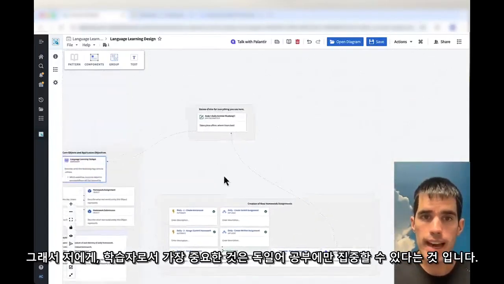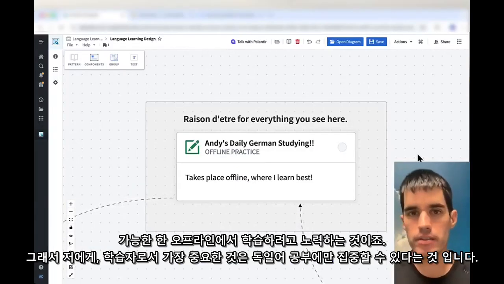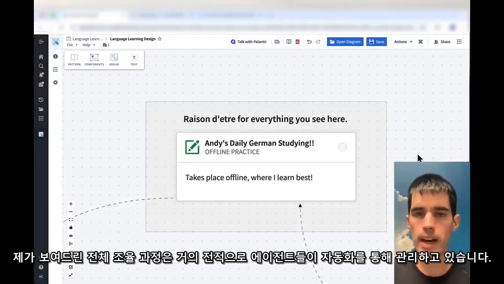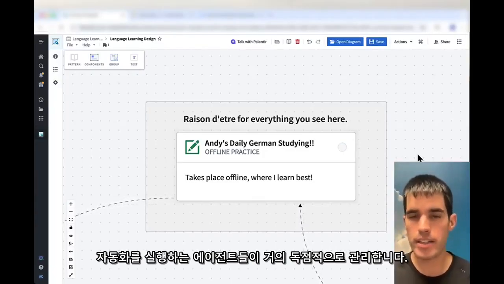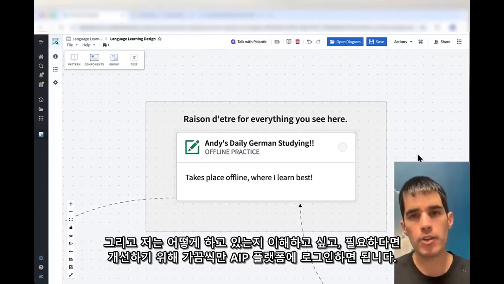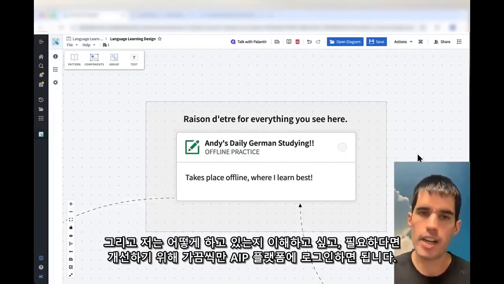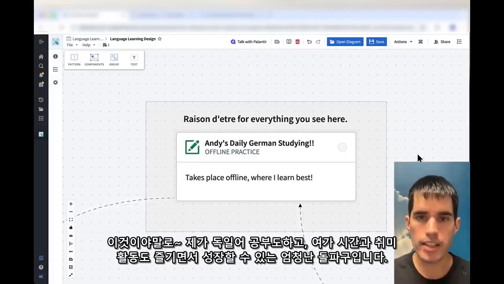And so for me, as a learner, the most important thing is that I get to focus on my raison d'être for everything you see here, which is studying German and trying to do so as much as possible offline, where the entire orchestration that I showed you is managed almost exclusively by the agents running their automations, and I only need to log in to my AIP platform every once in a while in order to understand how I'm doing and potentially make improvements. And this is a tremendous unlock for the way that I study German and the way that I'm growing in my free time and my hobbies.